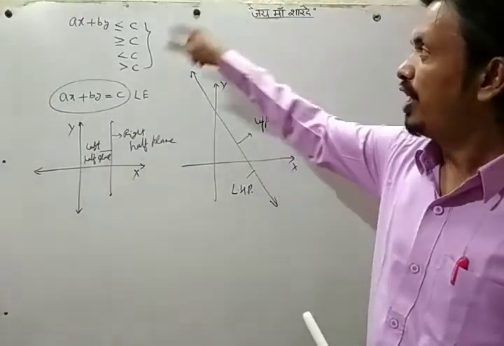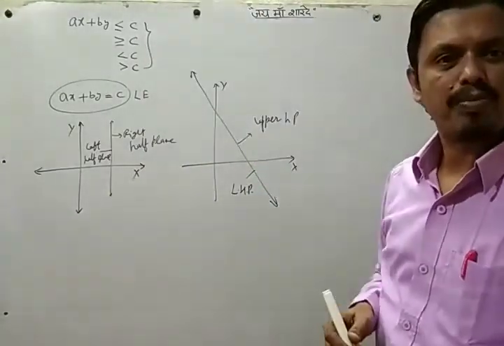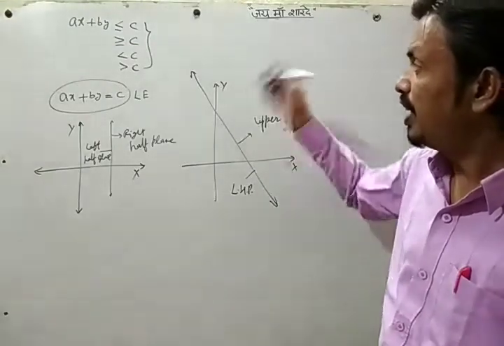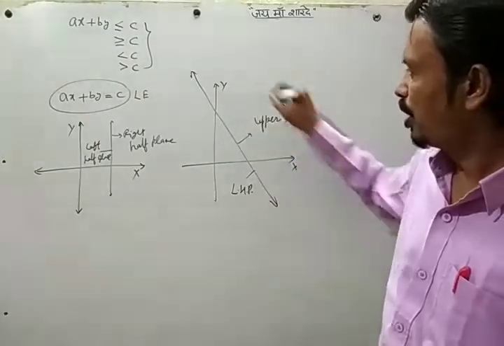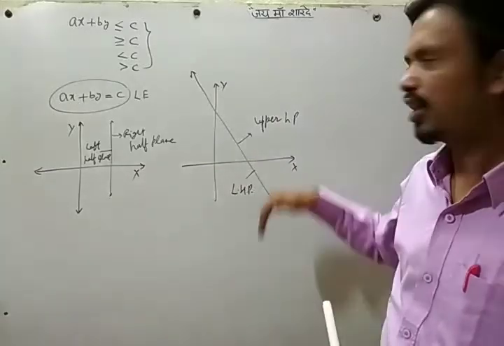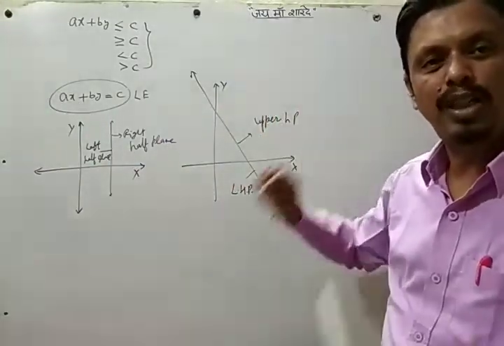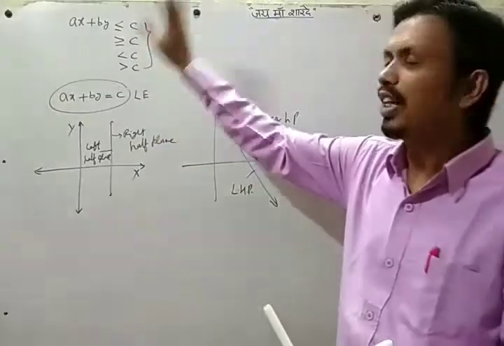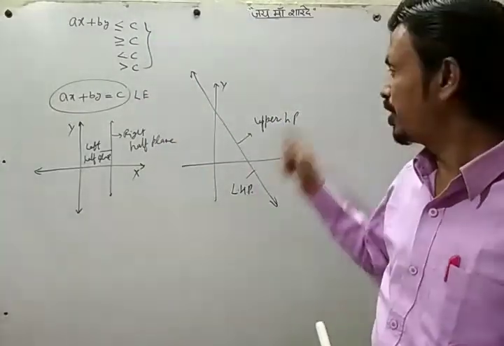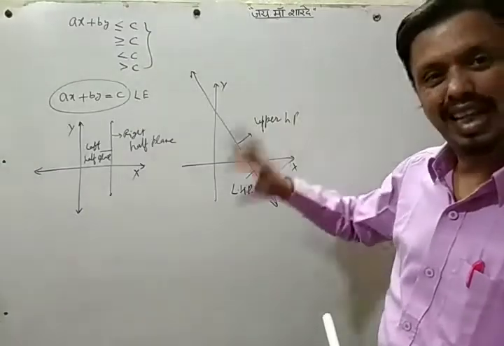So we need the graph of an inequation. The graph of any inequation will be one of the half planes, either upper, lower, right or left. Any one of the half planes will be the solution of any inequation. Now which will be its solution, that you have to see.